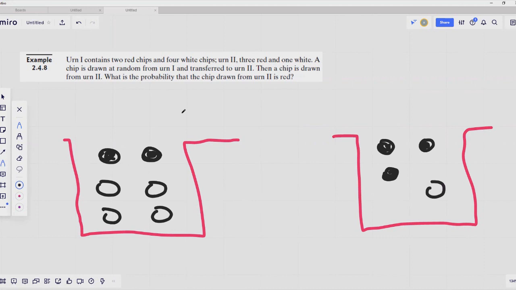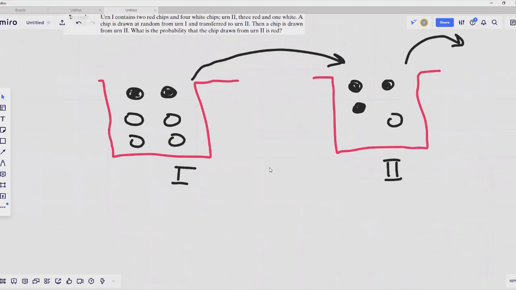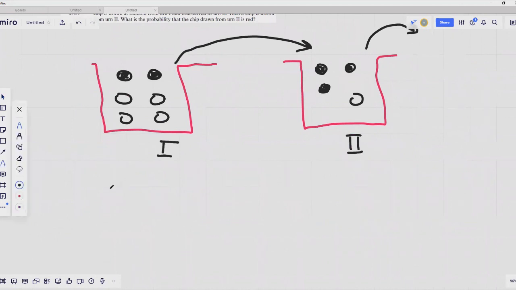A chip is drawn from urn 1 at random and transferred to urn number 2. Then a chip is drawn from urn number 2. Here is our urn number 1, urn number 2. What is the probability that the chip drawn from urn number 2 is red? So, probability that we get a red chip on our second draw from urn number 2.